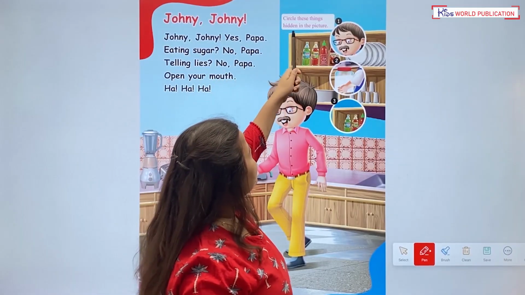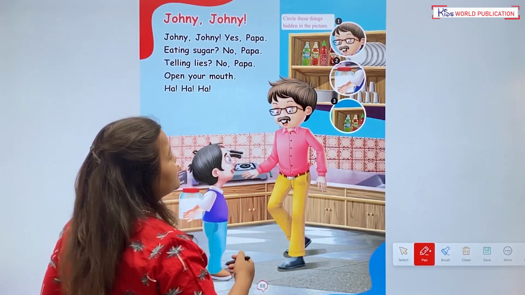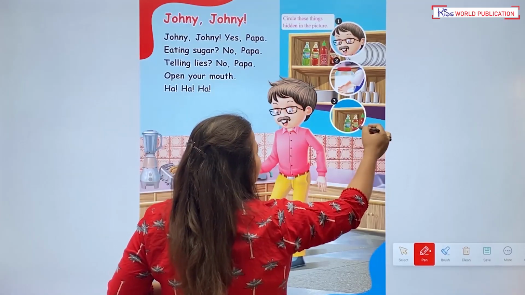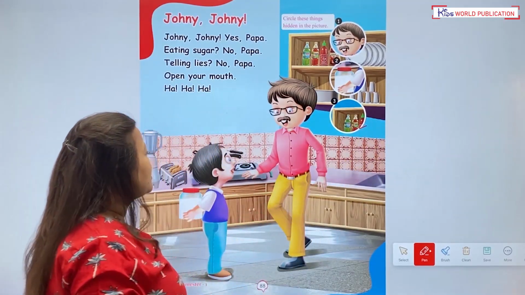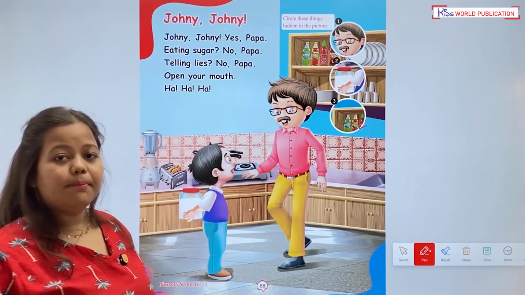Circle these things hidden in the picture. So kids, you can see these things are given here. You will circle them which are hidden in this given picture.